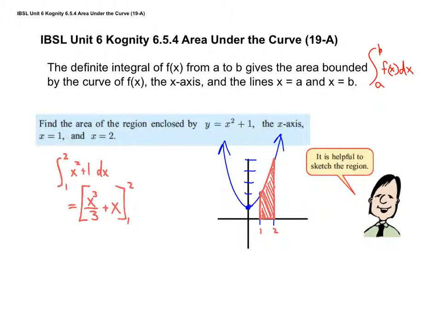Okay? So again, a little more review of what we started in the last lesson. Now I'm going to be plugging in 2. So I have 2 cubed over 3 plus 2. And then I also plug in 1. I have 1 cubed over 3 plus 1. And I'm going to subtract those. Okay? Remember our f of b minus f of a? Well, here's capital F of 2 minus capital F of 1. That's what we're doing here.